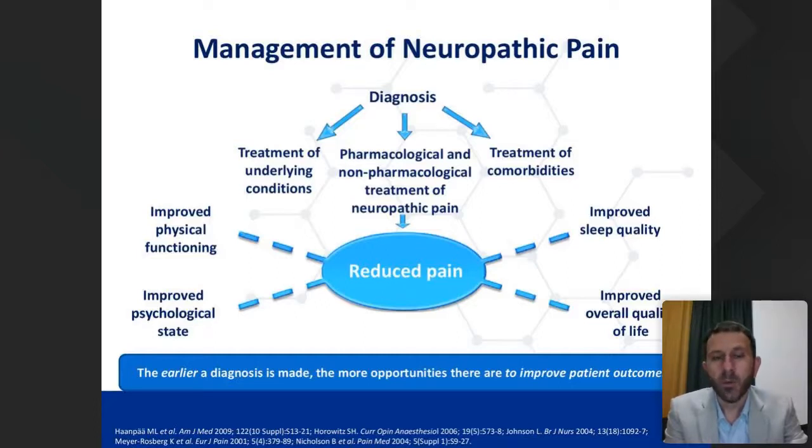You've got to treat the comorbidities that they suffer from, and then we can try some pharmacologic or even non-pharmacological treatments to reduce the pain. Reducing the pain is our primary goal. But then you have the secondary goals. You want to improve their quality of life, their sleep, their functioning in society, and their overall psychological state.